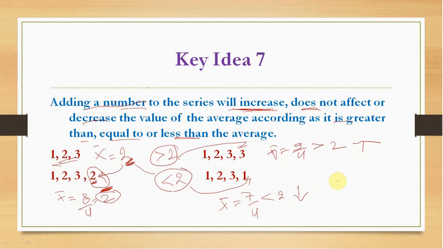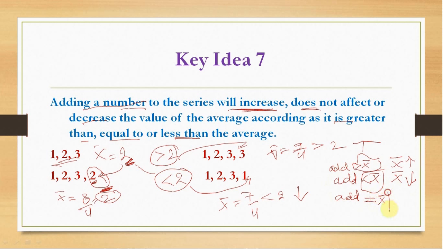Now we form an idea in our mind: if we add a number which is greater than x bar, x bar will increase. If we add a number which is less than the average, the new average will go down. And if we add a number which is equal to the old average, the value of the average will remain the same.